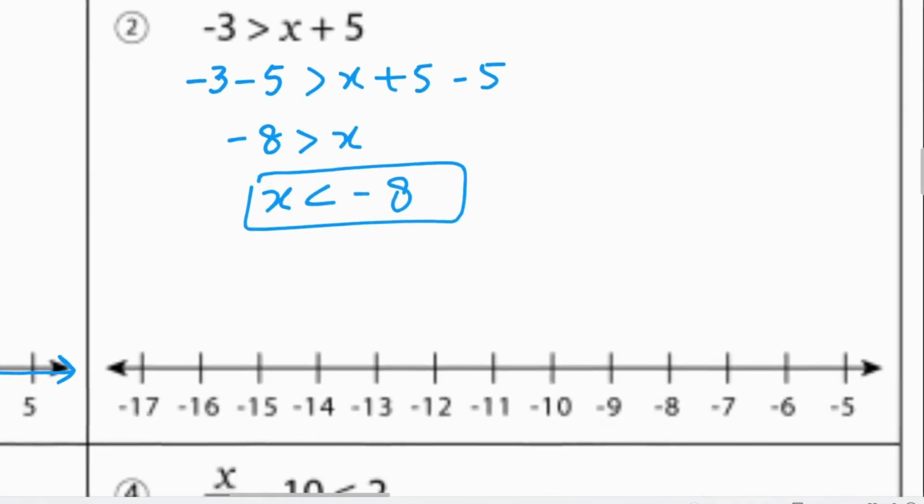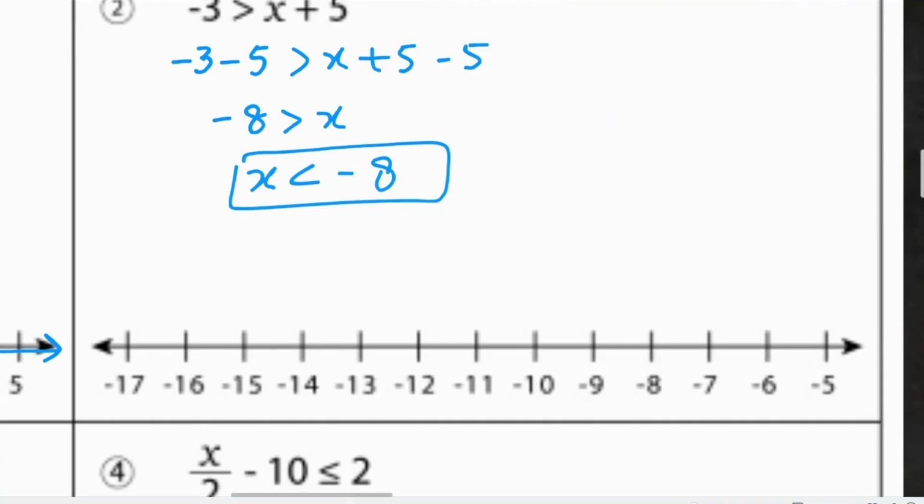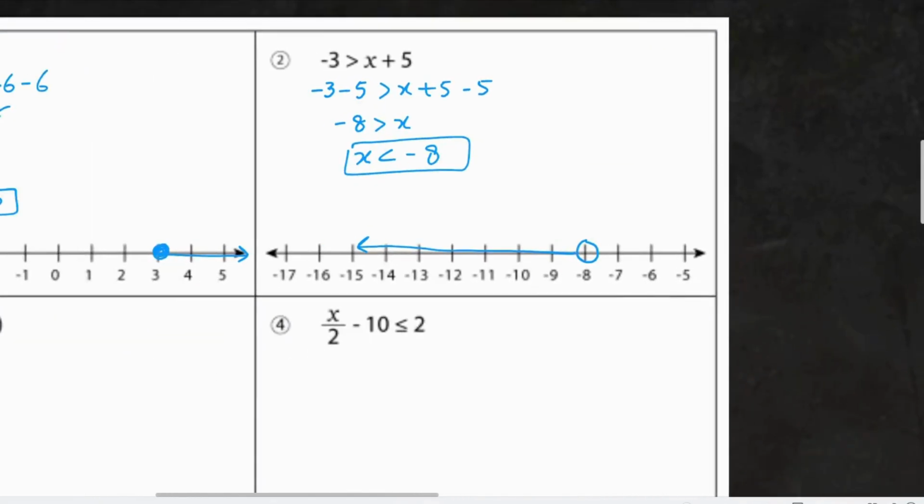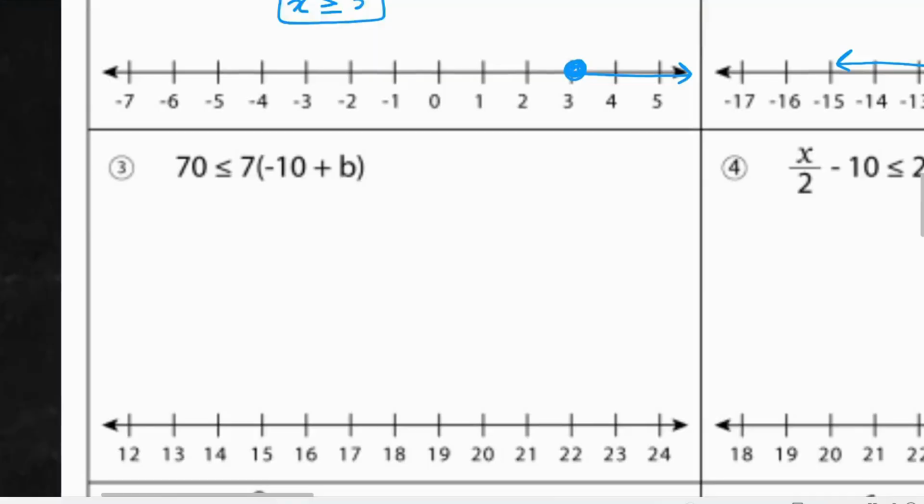So now let's go ahead and graph it real quick. So minus 8 is at this place. I will put an open circle on it and it will be pointing in this direction. So now let's move towards the third question over here.